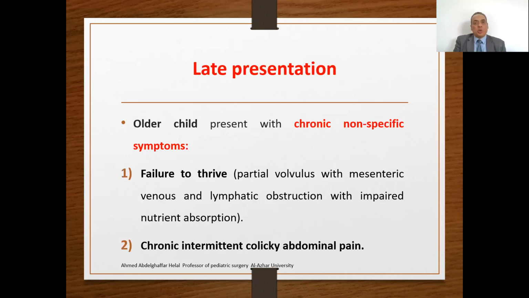The late presentation: usually older children or teenagers present with chronic non-specific symptoms, like failure to thrive and chronic intermittent colicky abdominal pain. Failure to thrive may be explained by intermittent or partial volvulus, which leads to mesenteric venous and lymphatic obstruction with impaired nutrient absorption. This late presentation will be very challenging because of the wide differential diagnosis of these chronic non-specific symptoms and the explanation for the chronic intermittent colicky abdominal pain.